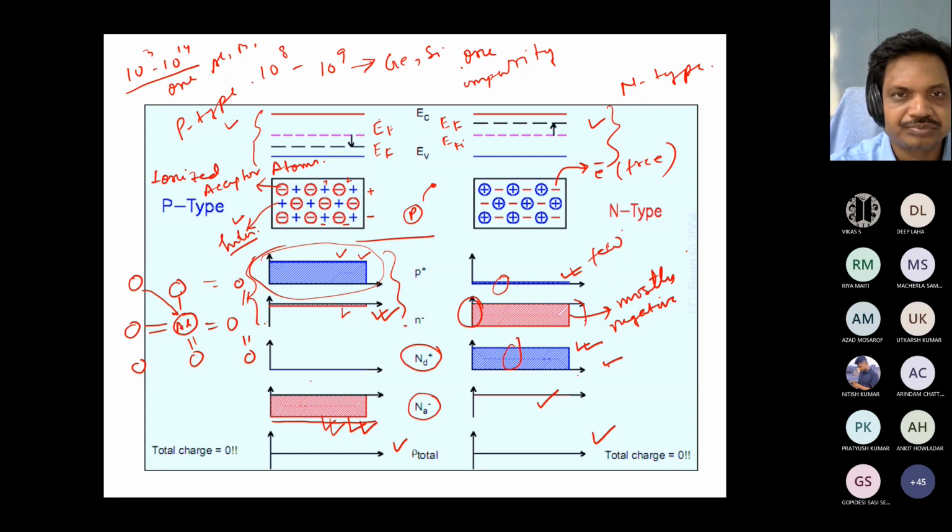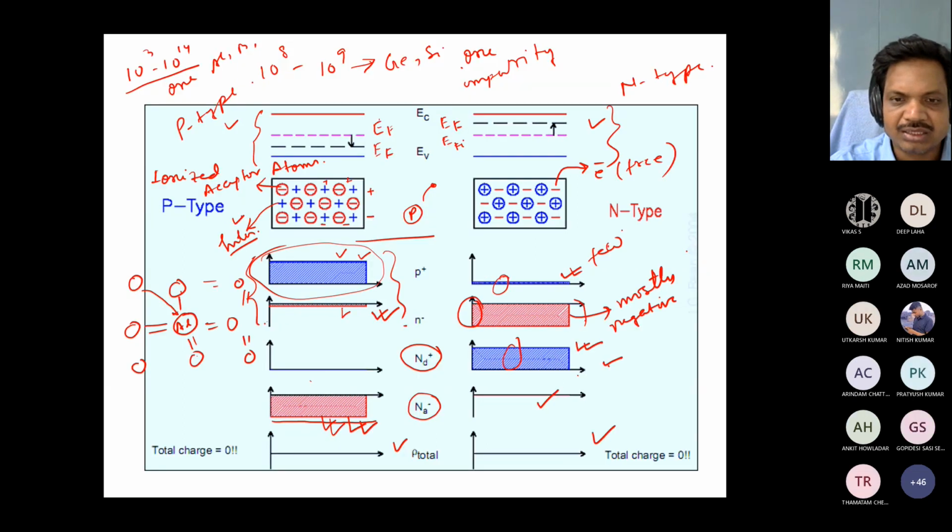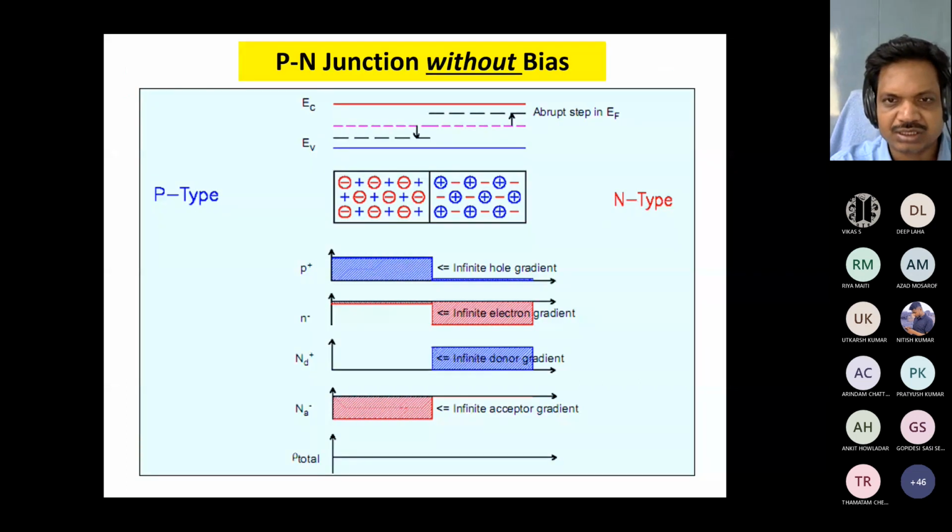Okay. Now let us try to understand what will happen. So far I discussed isolated semiconductor bars, two types of semiconductor bar. One is n-type, another is p-type. Now let us see what will happen if we join these two isolated semiconductor bars, if we just join them side by side.